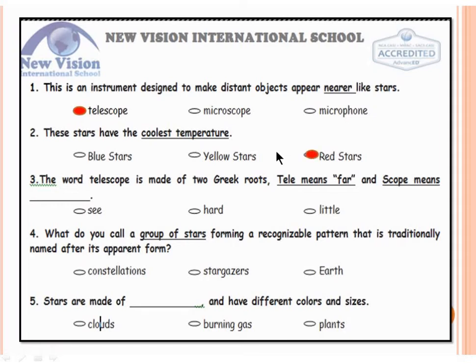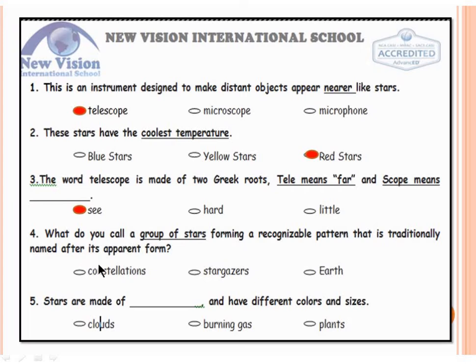The red stars. And don't forget that the blue stars are actually the hottest stars. Number 3. The word telescope is made of two words. Tele means far and scope means see, hard, or little. What is the use of a telescope? We use it to see far objects.